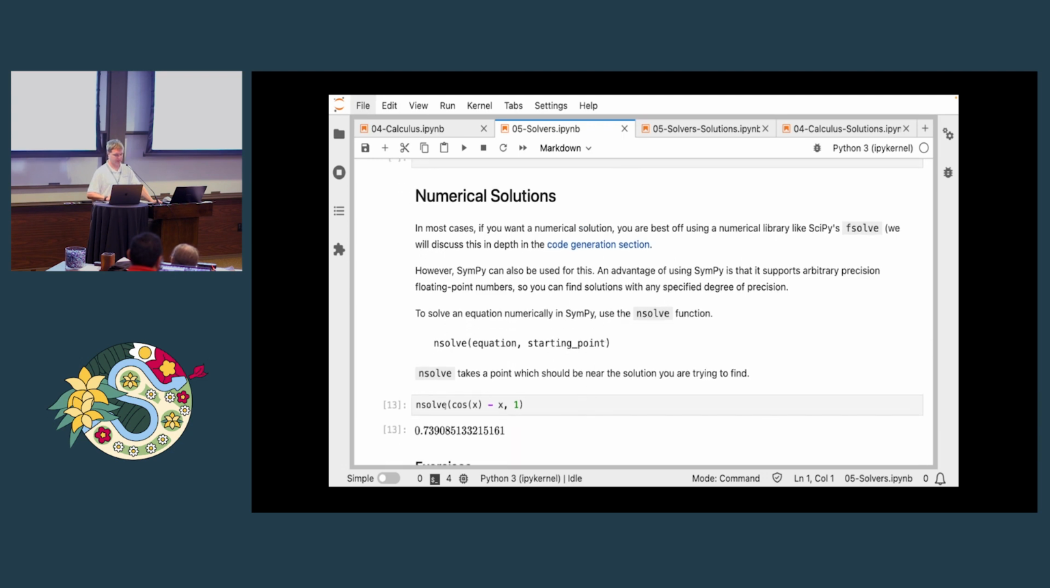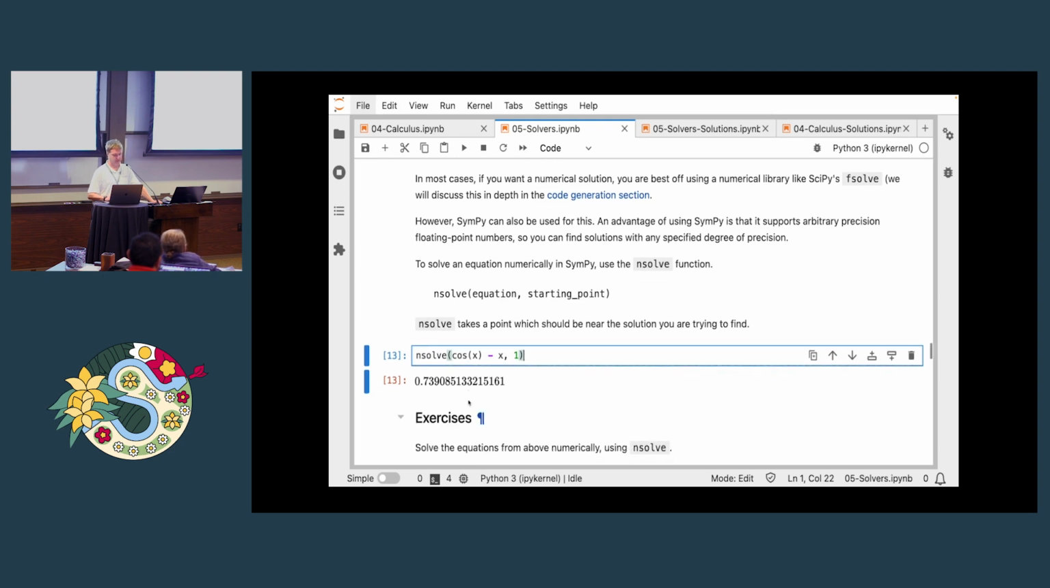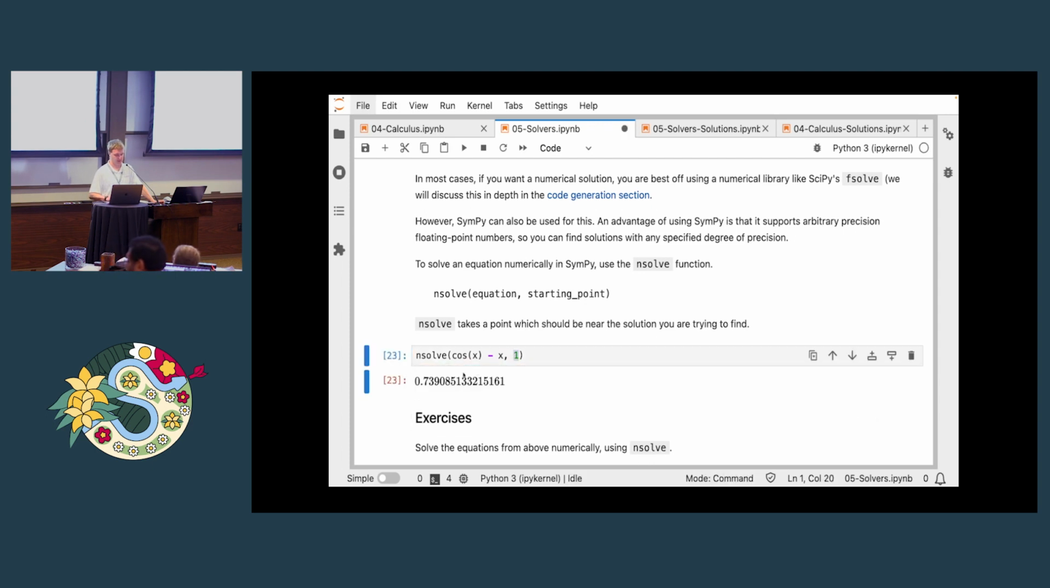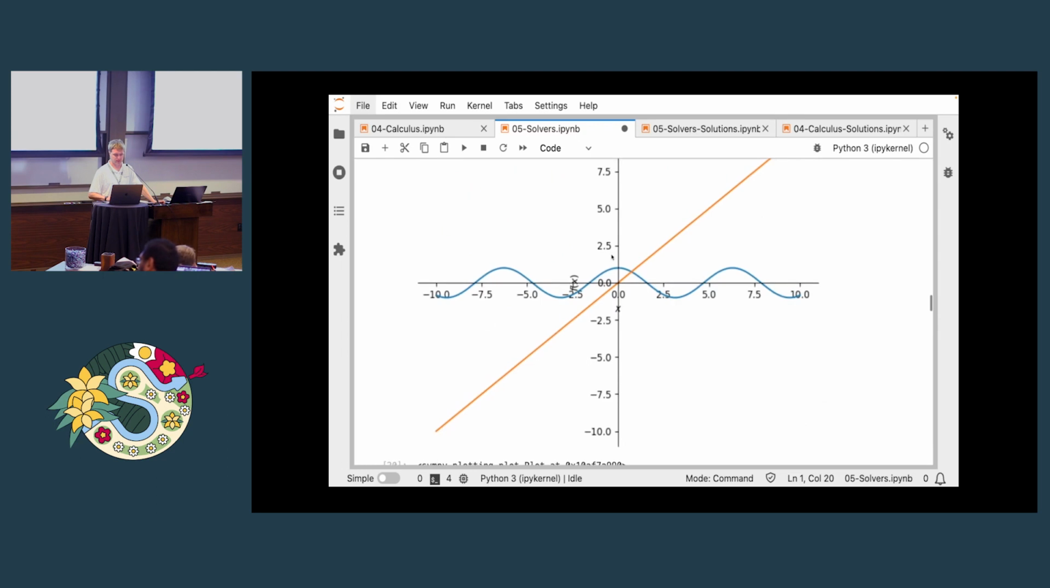But SymPy also has this function nsolve, which can do it directly. nsolve takes an expression, and then the second argument, unlike with solve, is not the variable you're solving for. This is a starting point, a guess, something that's close to the solution. If you're familiar with something like Newton's algorithm, this is like the initial point that it's going to use. And this is the solution.